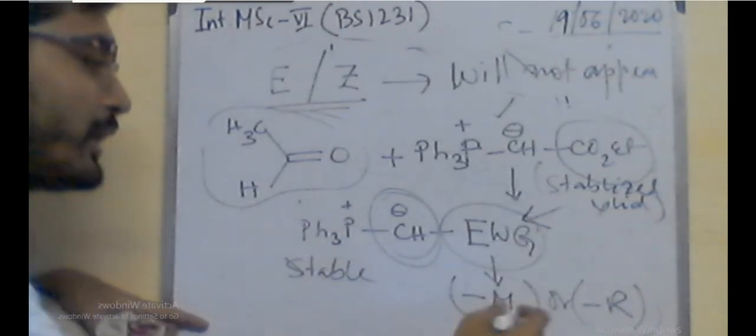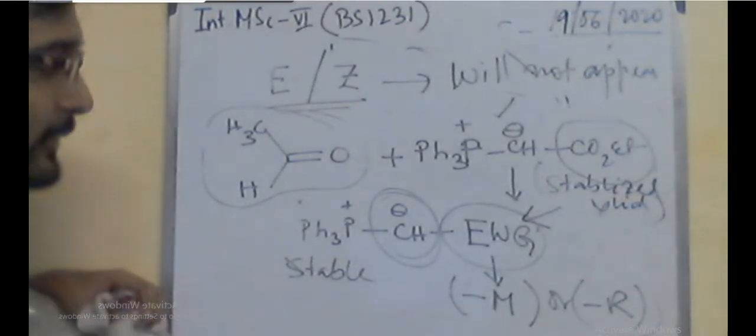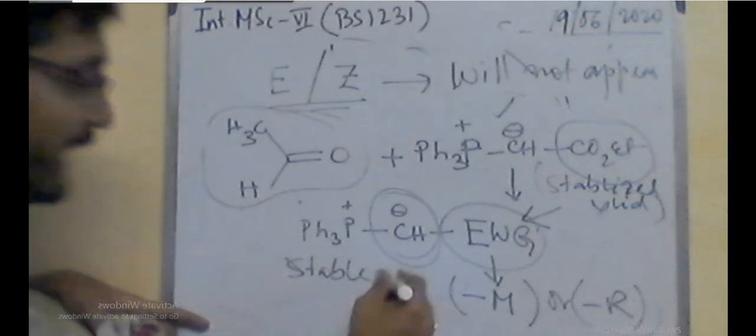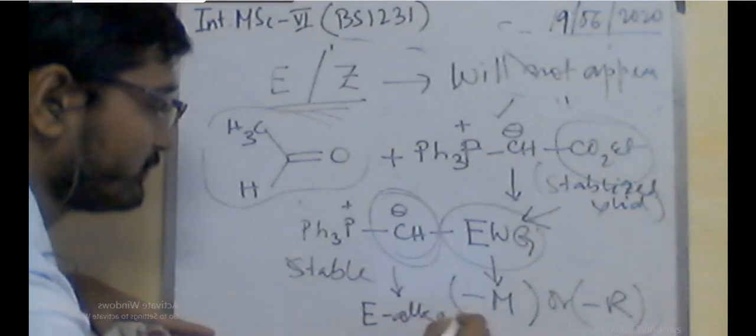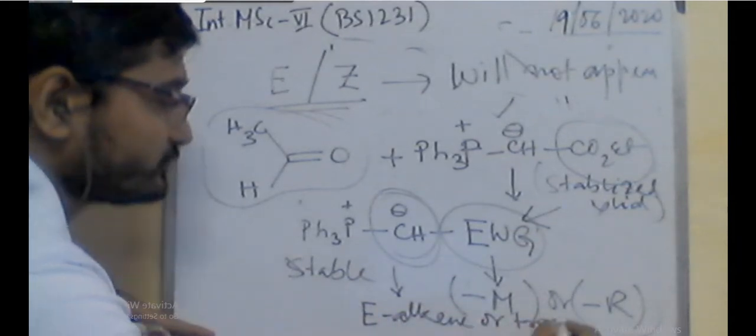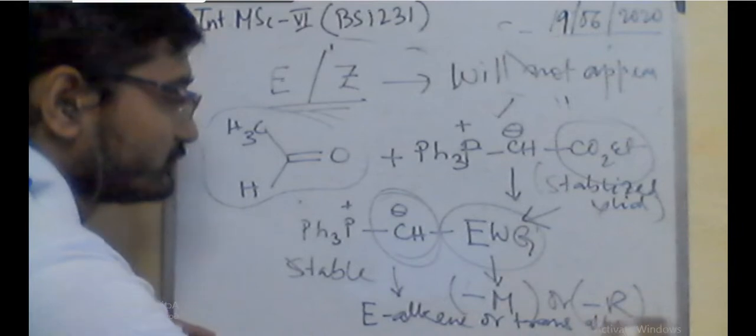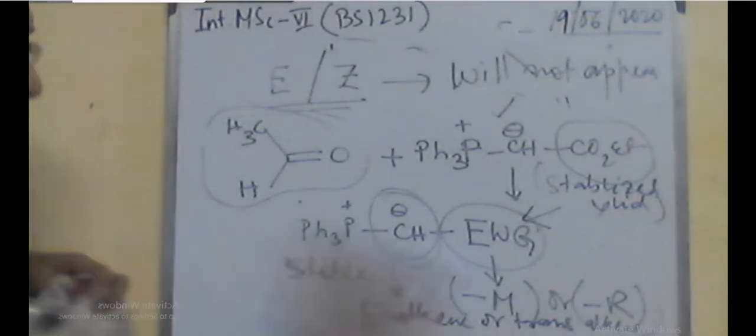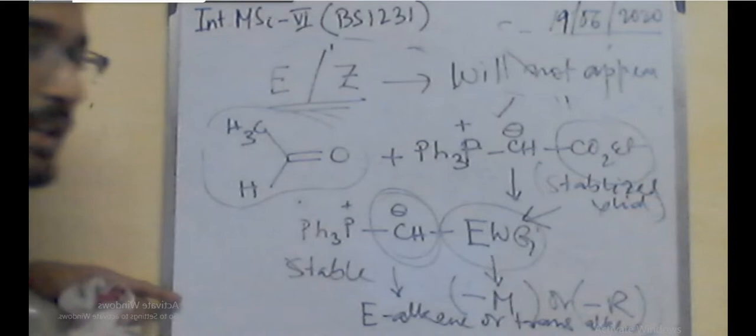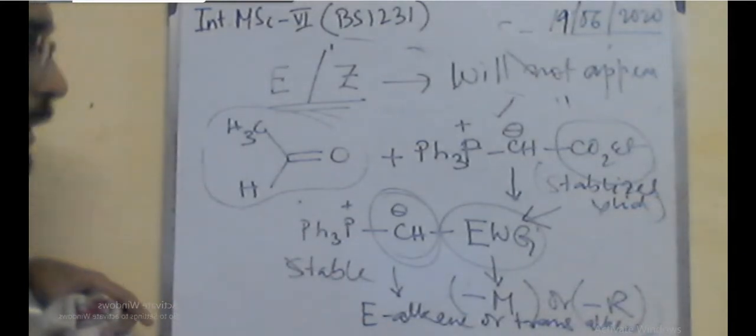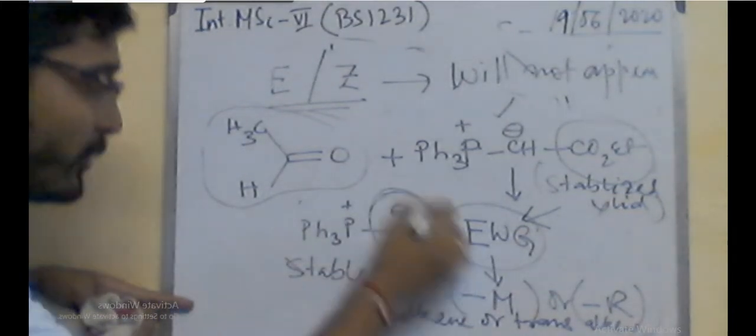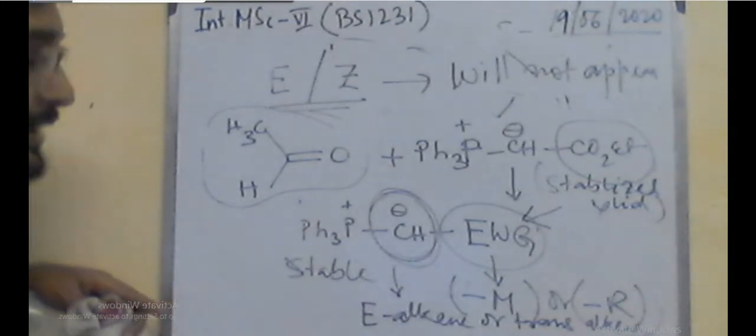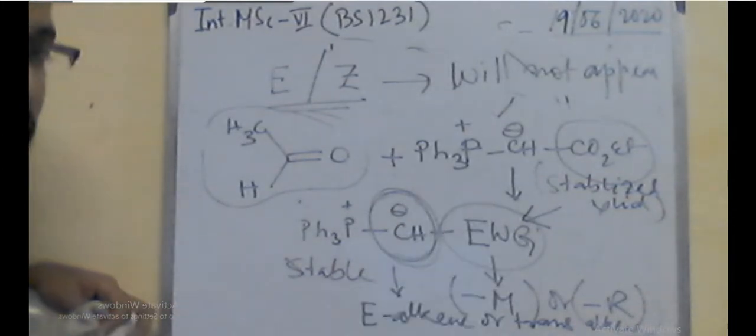But for the rest, that means if an electron donating group, or plus I containing group, or non-resonating group is attached to this carbon center, the negatively charged carbon center, then they have no ability to stabilize this negative charge, and they form the non-stabilized ylide, which forms the Z-alkene, or cis-alkene, or syn-alkene. So this is the Wittig reaction as a whole.